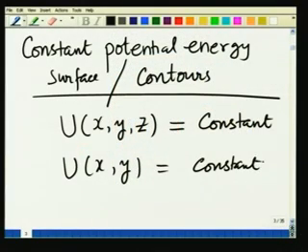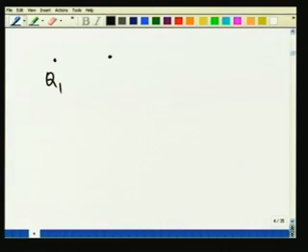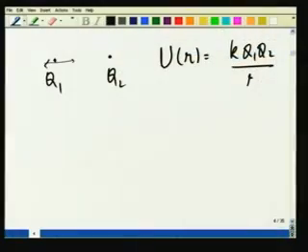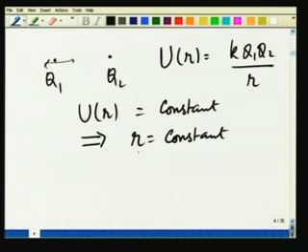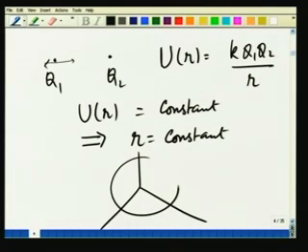For example, if I take the case of one charge q2 moving in the force field of this q1, then I know that the potential energy U at r is given as k q1 q2 over r, and U(r) equal to constant would imply that r is a constant, and therefore, in this case the constant potential energy surface is going to be a sphere.